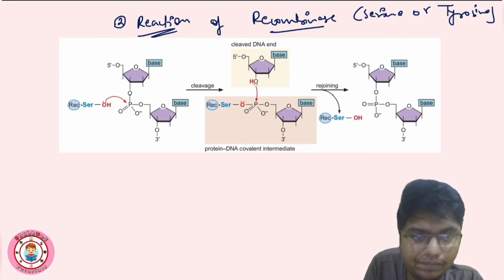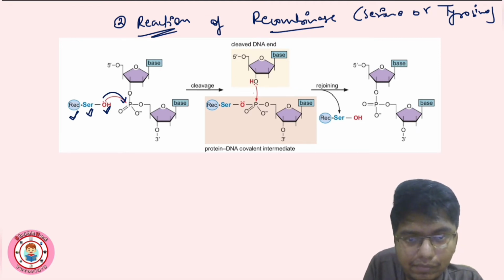See carefully. This is a Rec enzyme, a recombinase with serine. Serine has an OH group. This OH is attacking the phosphate in the DNA. Right? Then what happens? The bond has been broken. So we can see a complex in this picture: Rec is combined with this phosphate. This bond has been broken down.